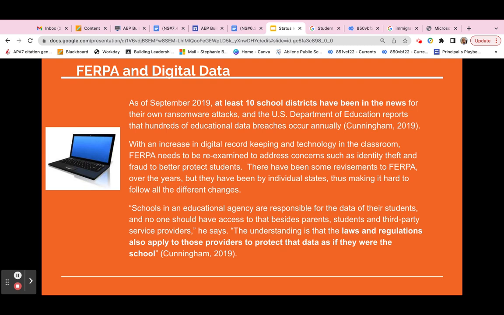Schools and educational agencies are responsible for the data of their students, and no one should have access to that besides parents, students, and third-party service providers. The understanding is that laws and regulations also apply to those providers to protect that data as if they were the school, and that's from Cunningham 2019.